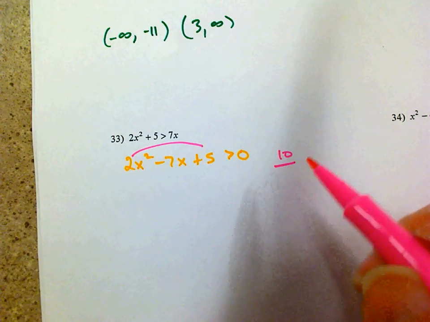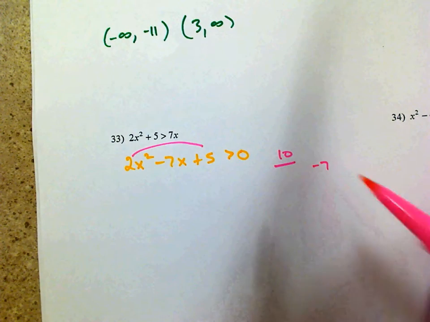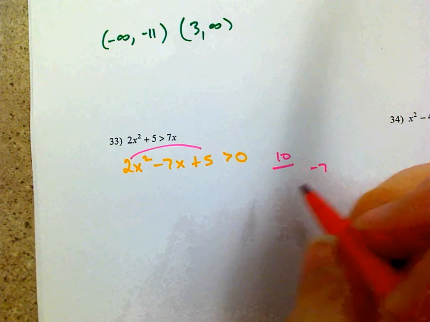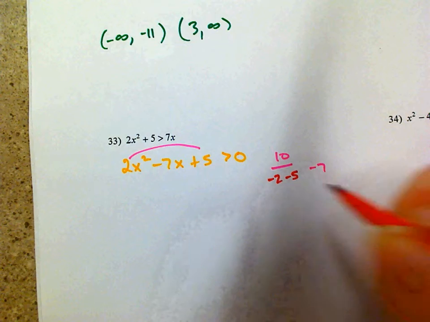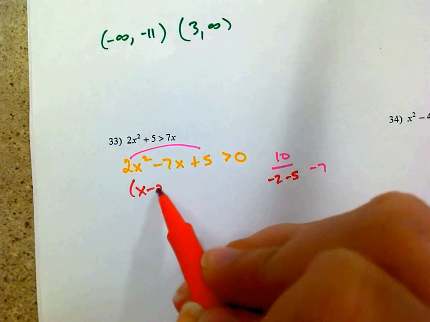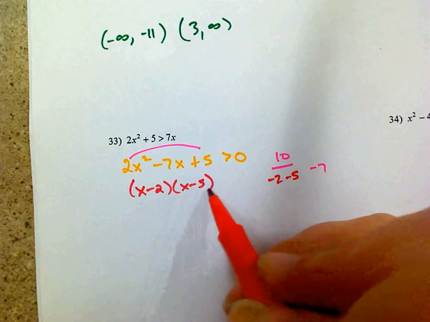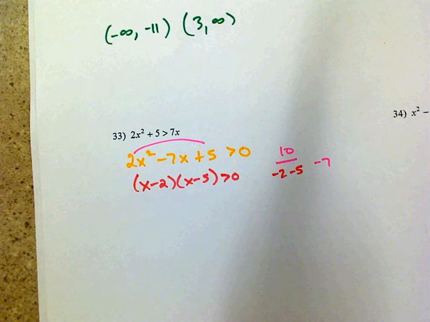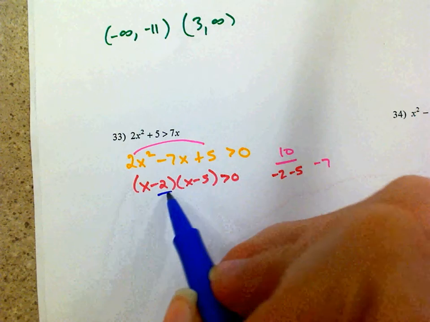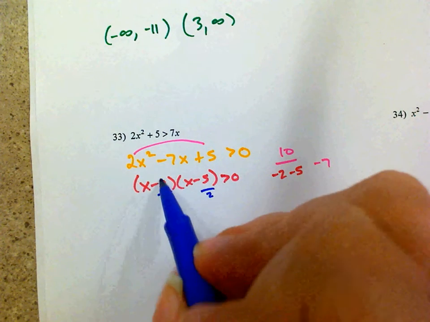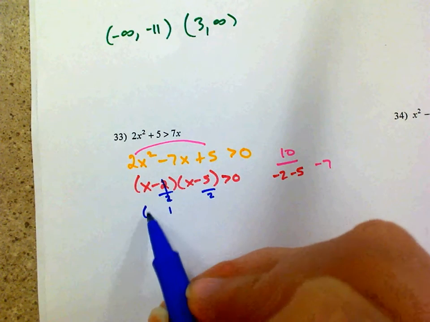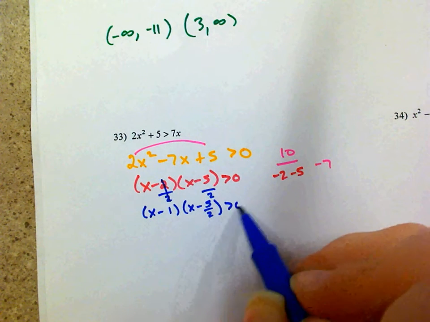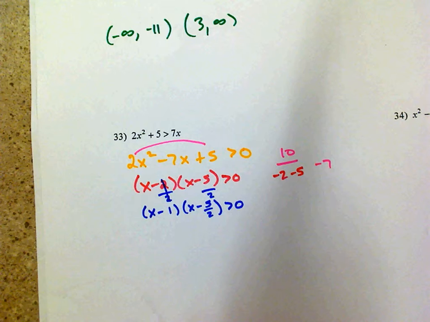So x minus 2, x minus 5 is greater than 0, but I've got to remember to divide by that number that we multiplied by, the 2. That simplifies down to 1. So I've got x minus 1 and x minus 5 halves. And remember, I don't want to do bottoms up. I don't want to bring that 2 up because I want to know where it crosses the x-axis. So it crosses at positive 1 and at positive 5 halves, which is 2.5. Okay? So I know this is 1 and that's 2.5.